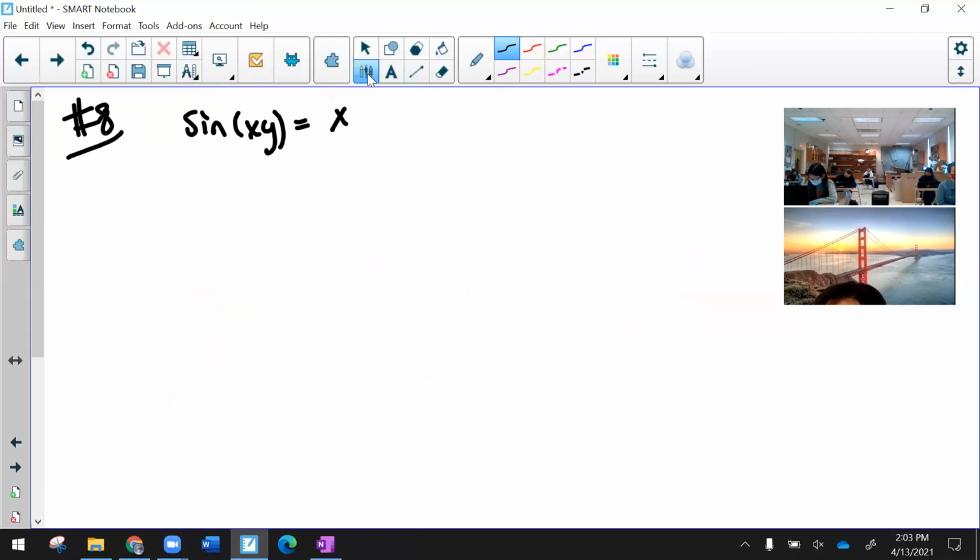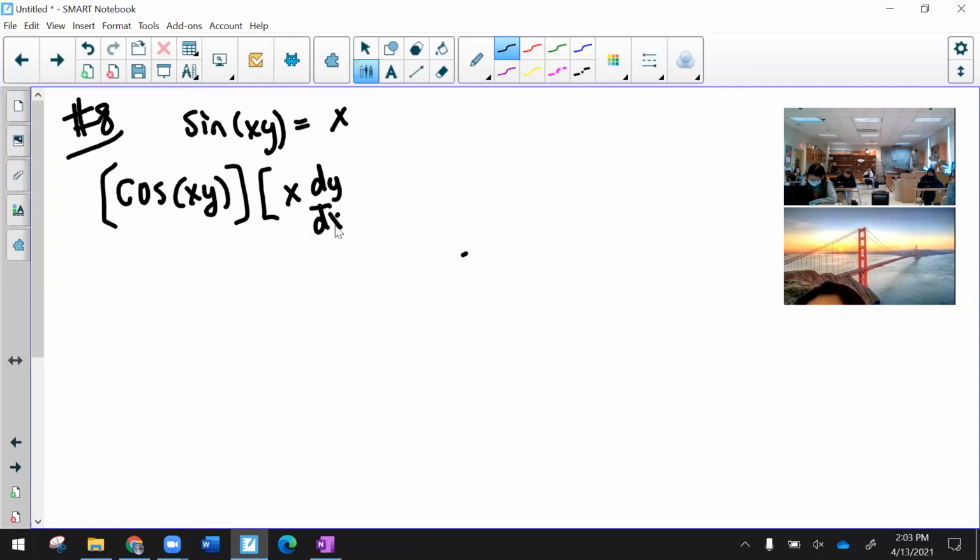So I'm going to take the derivative of both sides. The derivative of sine is cosine xy, but then I have to take the derivative of what's inside. So I have to take the derivative of x times y, and that means I'm going to need the product rule. So that's going to be the first, which is x, times the derivative of the second, which is dy dx, plus the derivative of the first, the derivative of x is 1, times y. And then the derivative of x is 1.